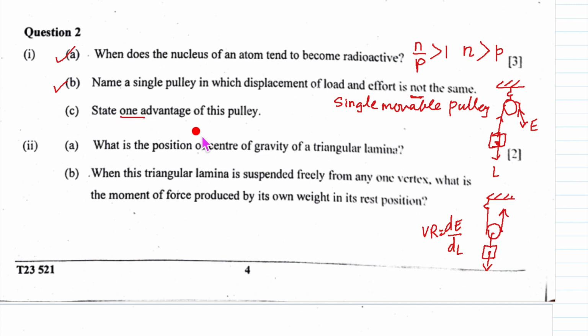State one advantage of this pulley. Now here the advantage will be that the mechanical advantage is going to be equal to 2 ideally, which means it is a force multiplier. Now when you write that it is a force multiplier, you could also say that it lifts or it overcomes larger load by applying smaller effort.